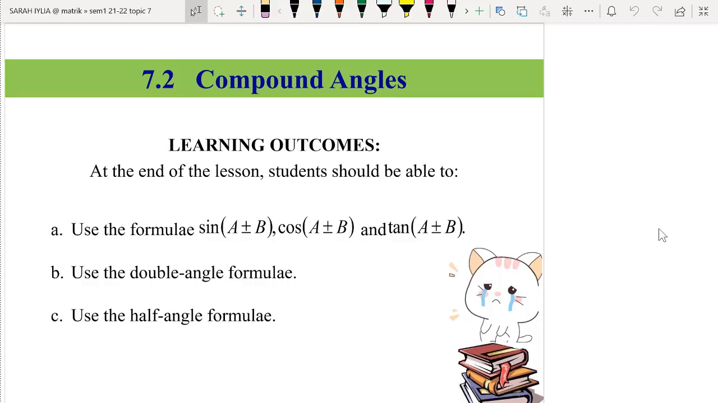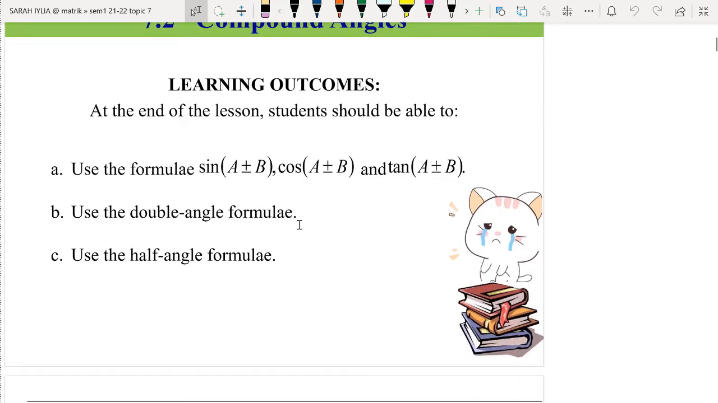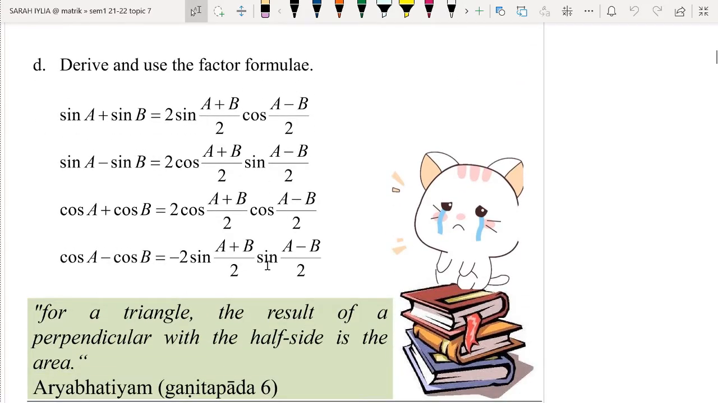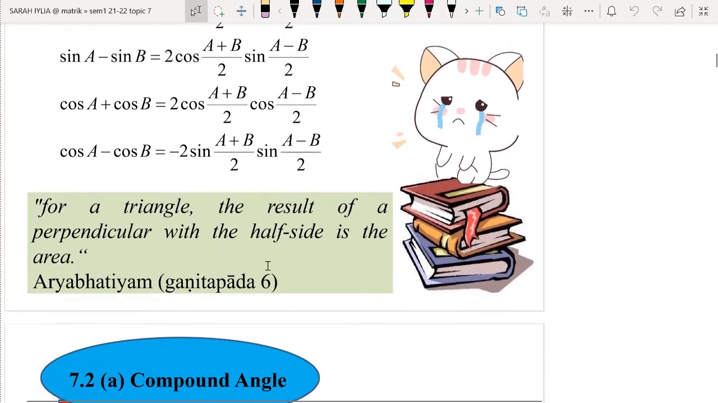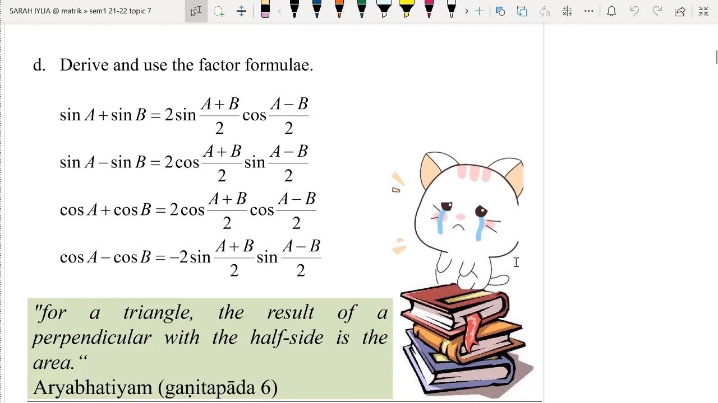Hiya everyone, so now we continue with 7.2 compound angle. In this subtopic, we will learn 4 different types of formula involving trigonometric functions: the first one involving compound angles, the second one double angle formula, the third one half angle formula, and the last one factor formula.